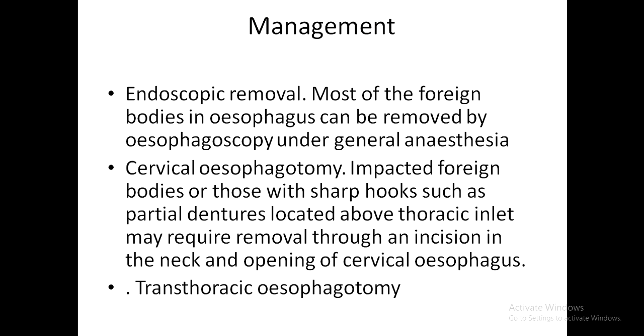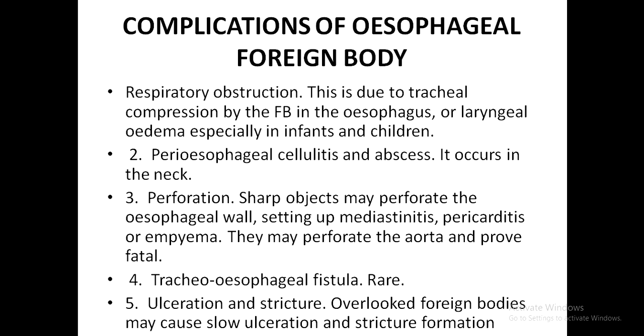Management: we go for endoscopic removal. Most foreign bodies in the esophagus can be removed by oesophagoscopy under general anesthesia. Cervical oesophagotomy: impacted foreign bodies or those with sharp hooks, such as partial dentures located just above the thoracic inlet, may require removal through an incision in the neck, and thoracotomy. Complications: respiratory obstruction, periesophageal cellulitis, perforation of nearby areas, tracheoesophageal fistula, and ulceration and stricture.